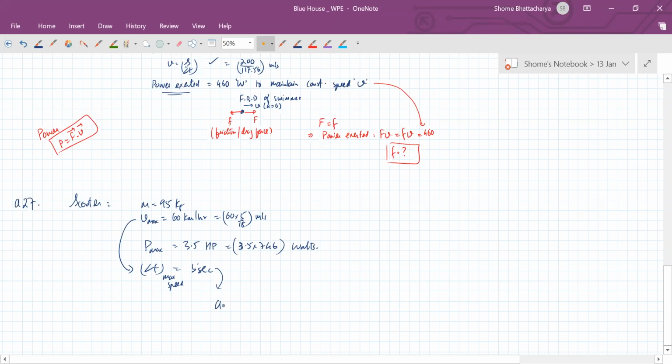Okay, so from that you are telling that the maximum acceleration is maximum speed by the pickup time. Okay, so this is the maximum acceleration. So check the validity of this. To check the validity, you can see that the maximum force developed by the engine should be equal to 95 into 3.33 newtons.